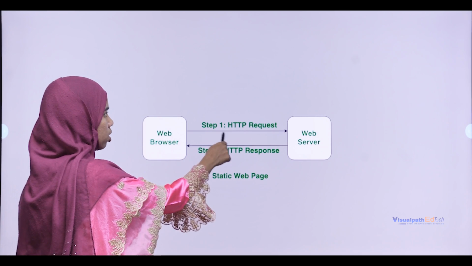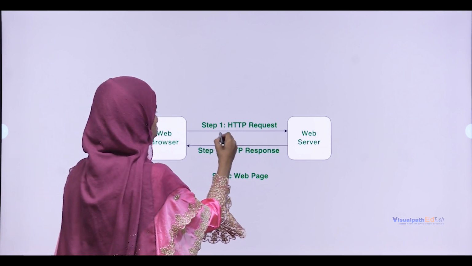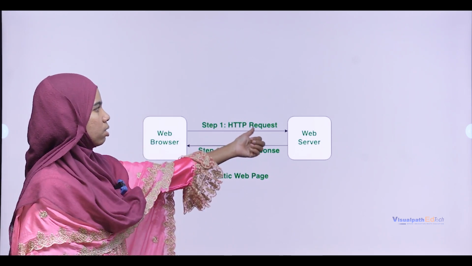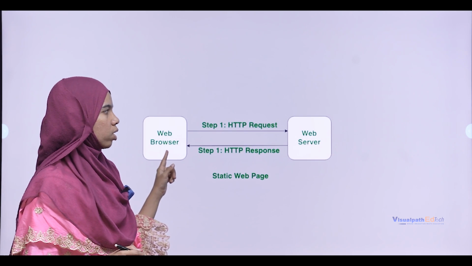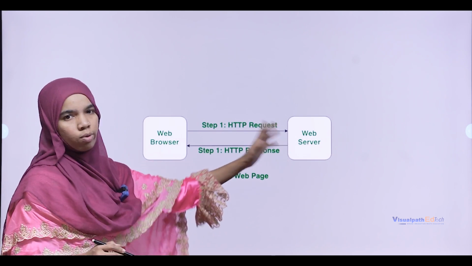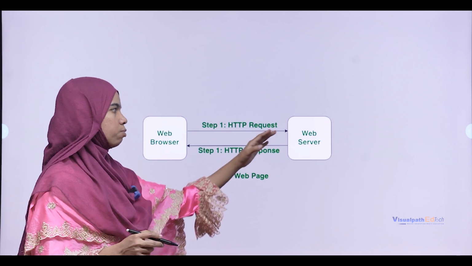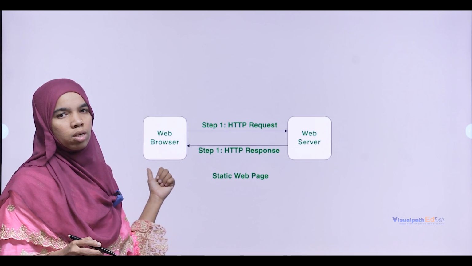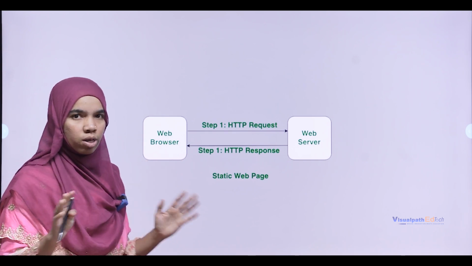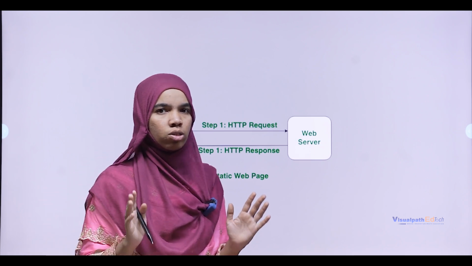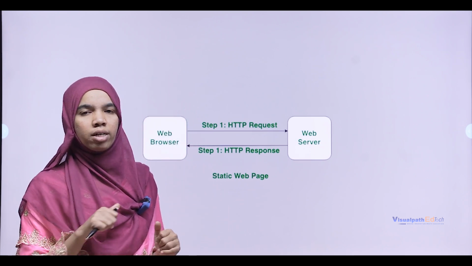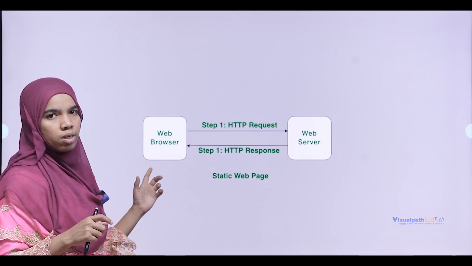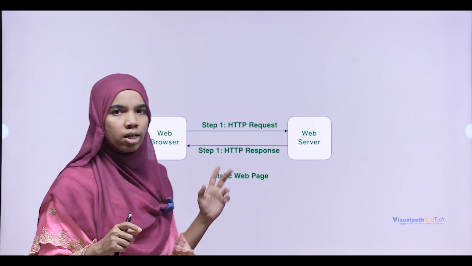Here in the first step, you see an HTTP request will be sent from the browser. The browser will send the request to the server, and if the request is available at the server, it will fetch back the response to the browser without any direct modifications to the web application. It will directly forward the page to the browser. So this is the interaction of the browser and the server on a static web page.